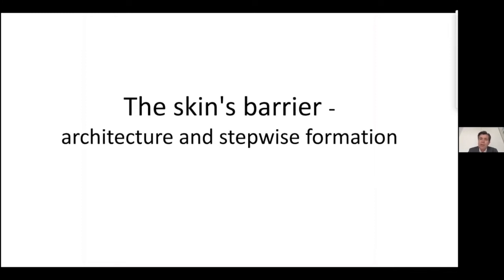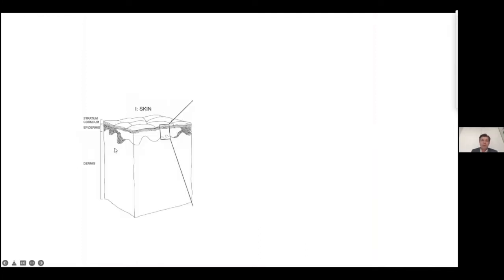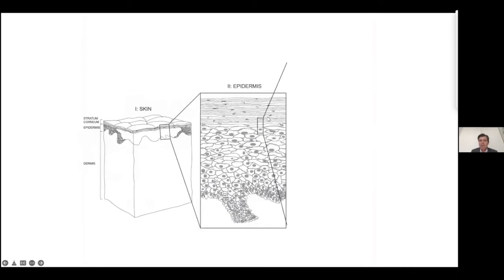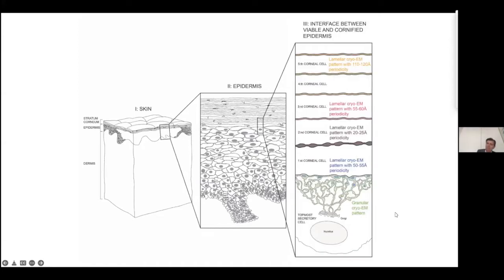also all the formation steps that are visible in cryo-electron microscopy. So here is an image of the full skin, and we will focus on the epidermis, and especially on this zone between the living viable epidermis and the dead horny layer, because it's here the skin's barrier is formed. So if we enlarge that, we see here the topmost stratum granulosum cell. Here is the first stratum corneum cell, the second stratum corneum cell, the third, fourth, and fifth stratum corneum cells.